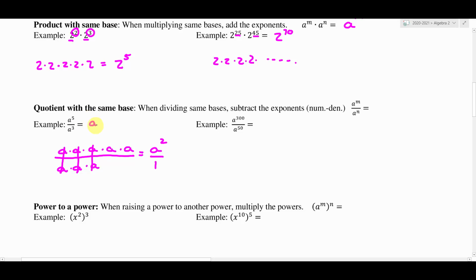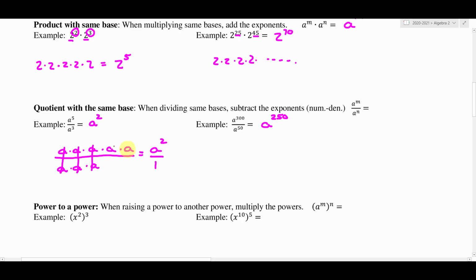Okay? And if you're hopefully noticing that pattern, what we did was we subtracted the exponents. I took 5 minus 3, got a 2. So rather than doing something like this where I would write out a 300 times and then a 50 times and cancel them all out, I could just write this as a and then subtract 300 minus 50, so this will be a to the 250th power.